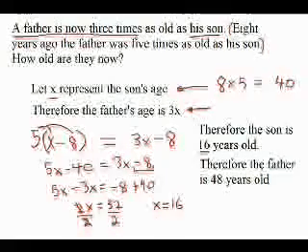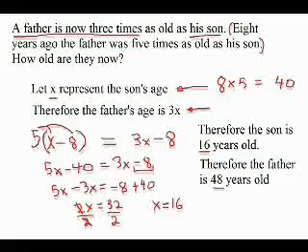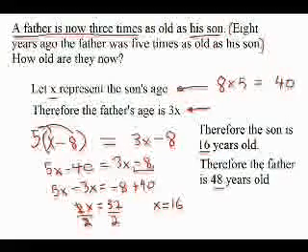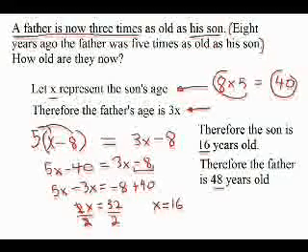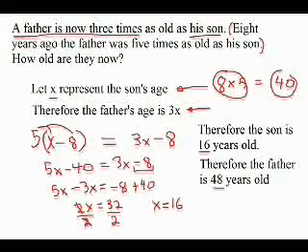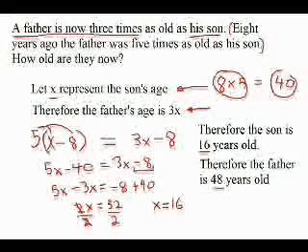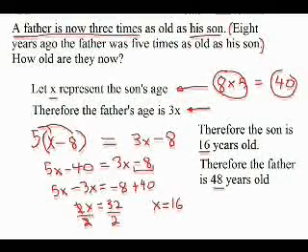Right now, the father is 3 times as old as the son. 8 years ago, the father was 5 times as old as the son. If that was the solution that you got, congratulations, you now have a firm understanding of how to solve equations with two unknowns.